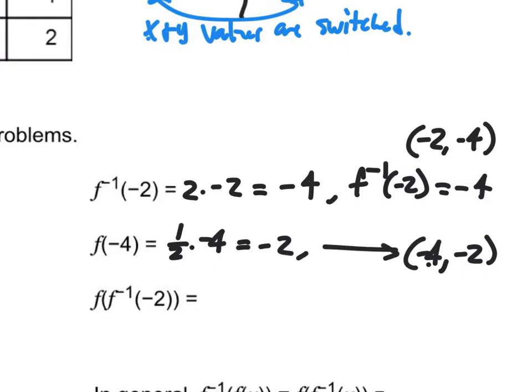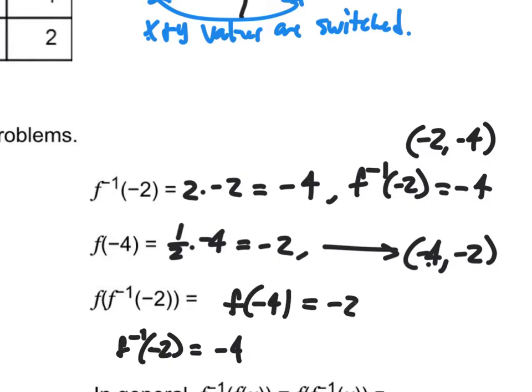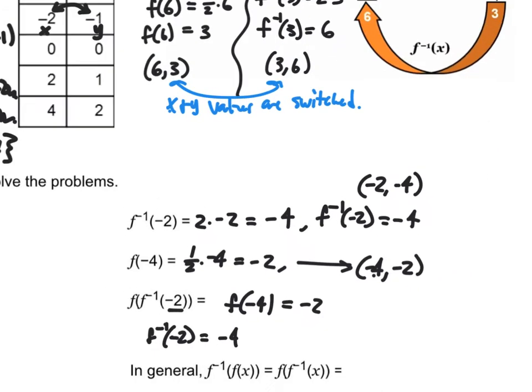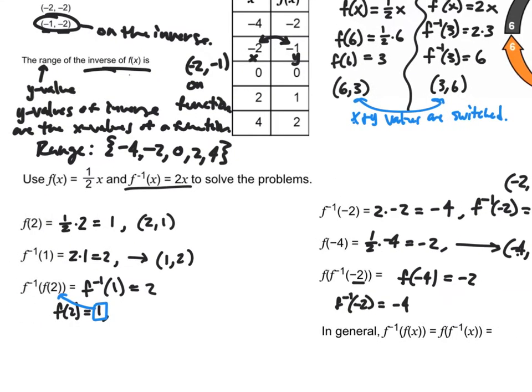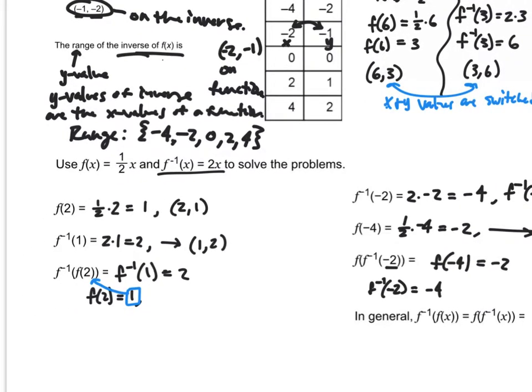So then consequently, what we notice, if I take f inverse of negative 2, that's going to give me negative 4. So really this is having me just find f of negative 4, which brings me back to my input that I had. So there's an interesting thing that happens here.